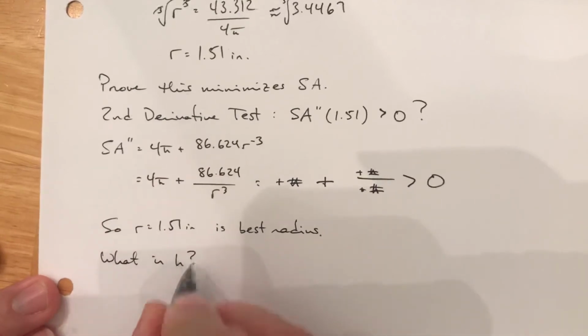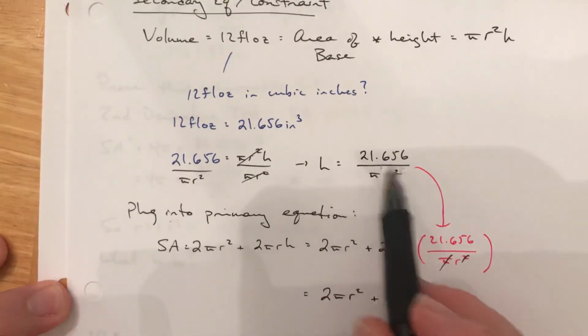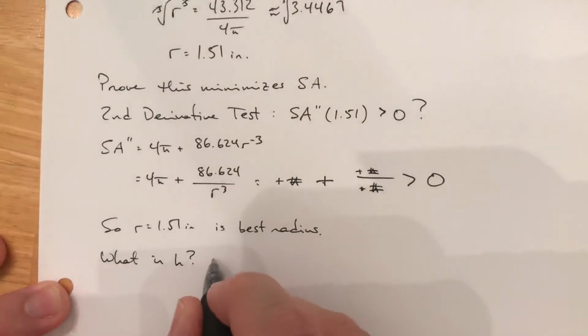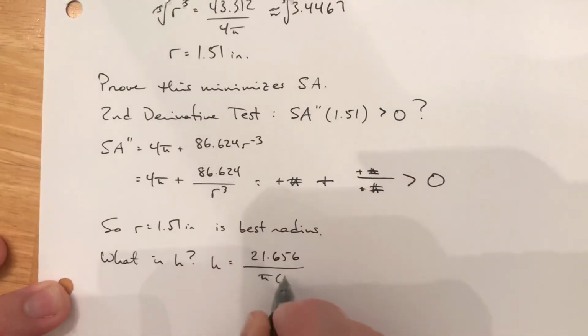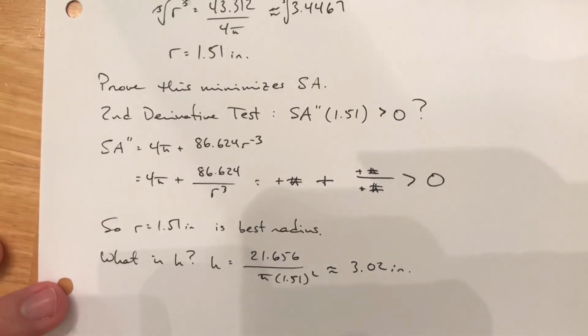What is h? Well, our secondary equation from earlier says that h is 21.656 divided by pi r squared. I put that into my calculator and I find out that h is approximately 3.02 inches. So we found the best values, the dimensions of the can, that will minimize the surface area.